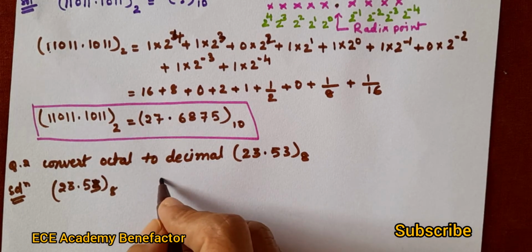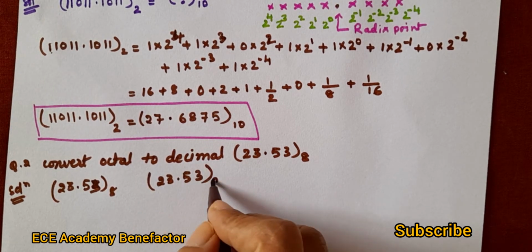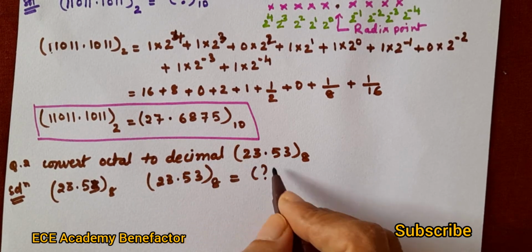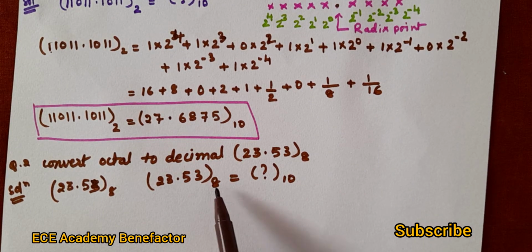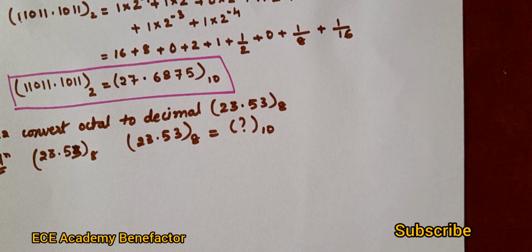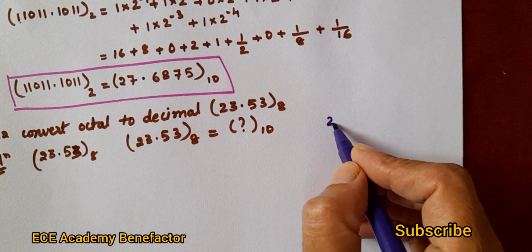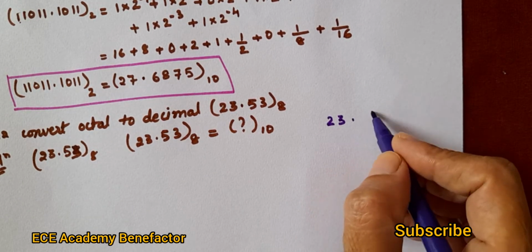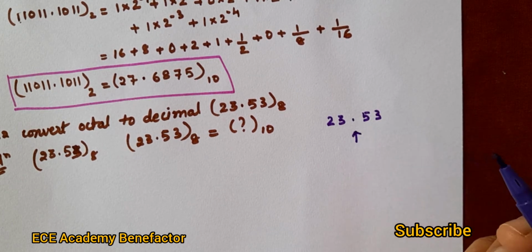What you have to do? This 23.53 octal is to be converted into decimal. When the base is 8, it is an octal number, base is 10, it is a decimal number. So, the concept is same. So, what is the given number? 23.53. This is a radix point.